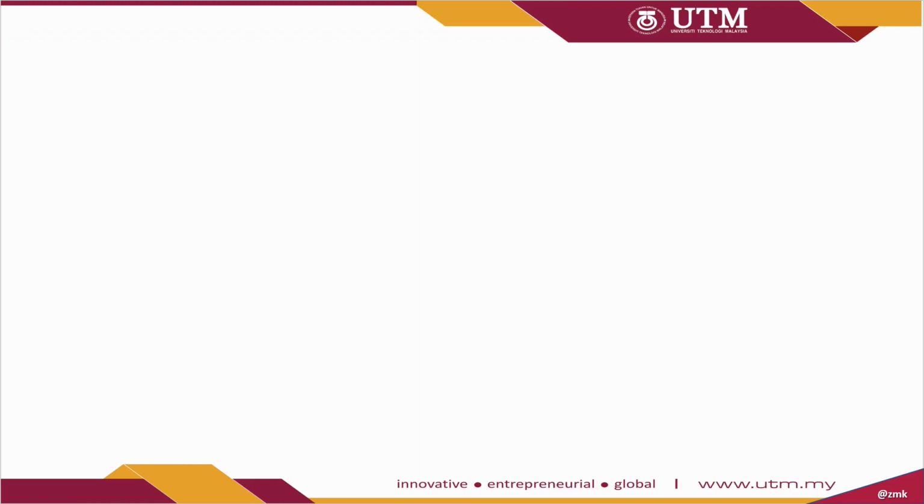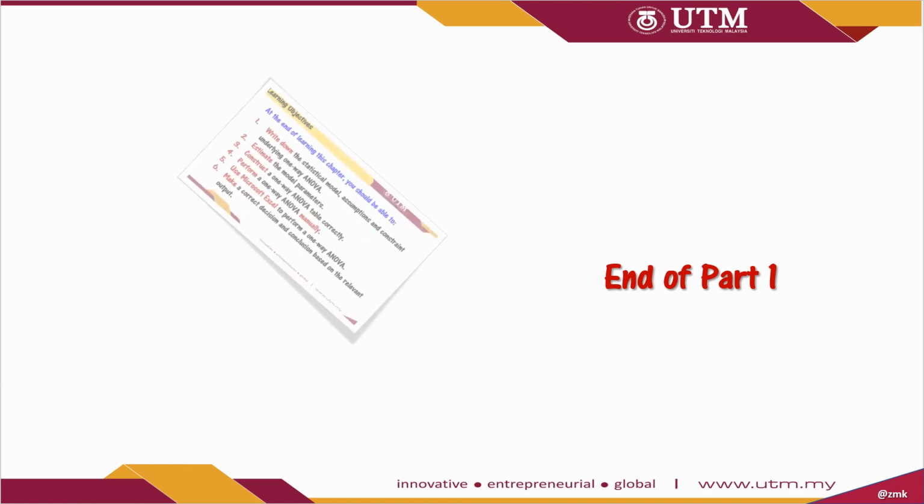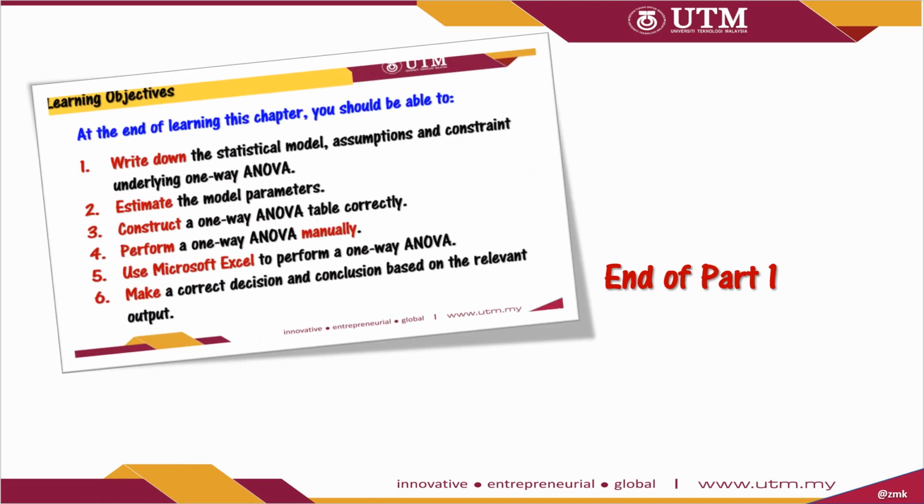Having done 2 examples on estimating the model parameters, we are at the end of part 1 on the one-way ANOVA chapter. Let's check again on the one-way ANOVA learning objectives. Hopefully by now, you should be able to write down the 2 statistical models, the assumptions and the constraint underlying a one-way ANOVA. You should also have an idea how to estimate the unknown model parameters. We'll look at how to achieve the other learning objectives in the following parts.